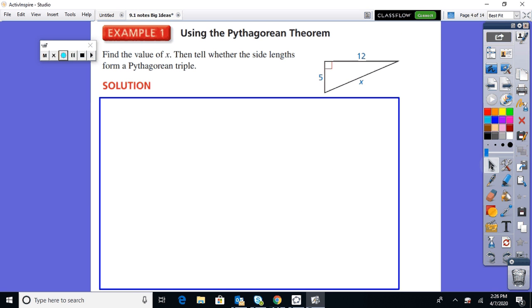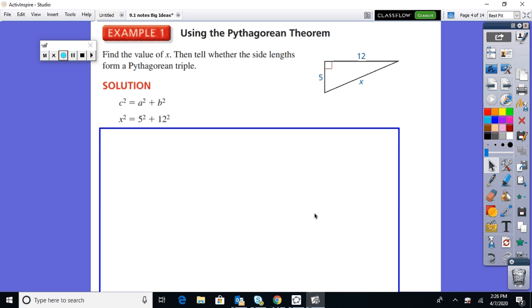All right, first example today. I'm going to try to write the least amount possible because this pen's sloppy. So I went with the book answers here. So the book solutions. Find the value of x, then tell whether the sides form a Pythagorean triple.